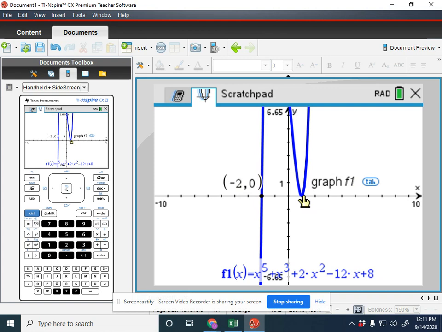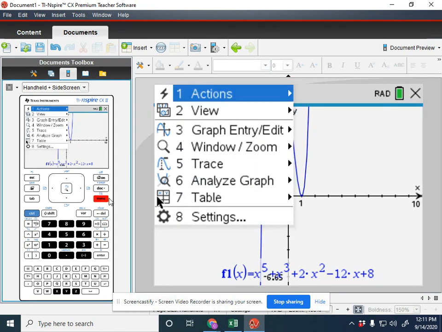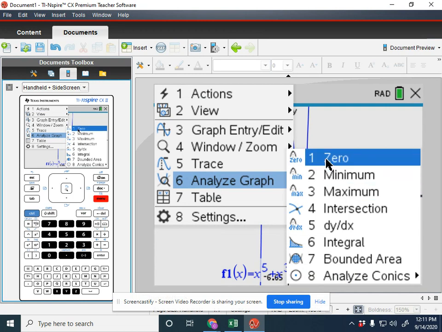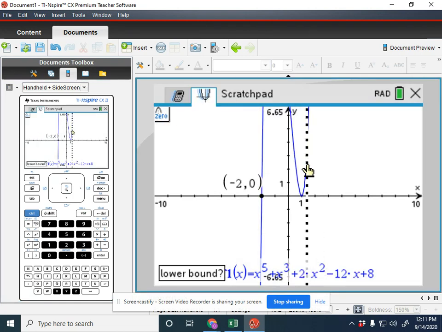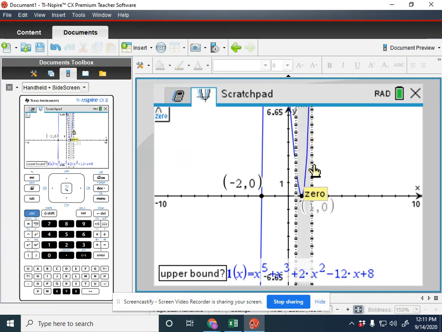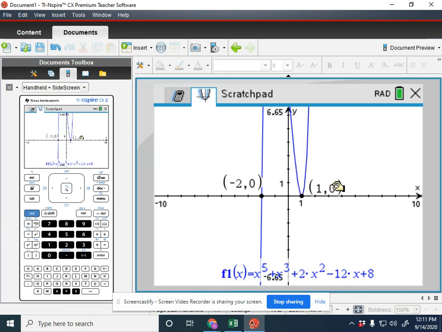All right, this one right here looks like it's at 1, but if I want to check it, I'm going to do menu, 6, and then 1. Right, lower bound means I move it to the left of that 0. I click on it, and then upper bound, I move to the right. And there it is. It's at 1, 0.